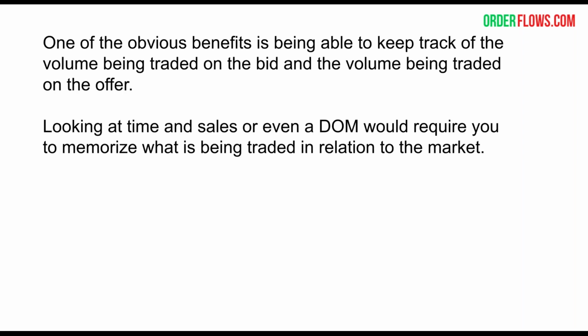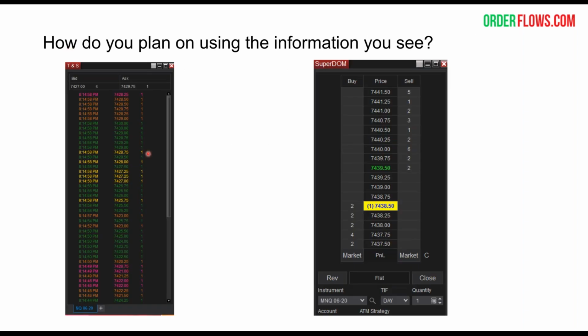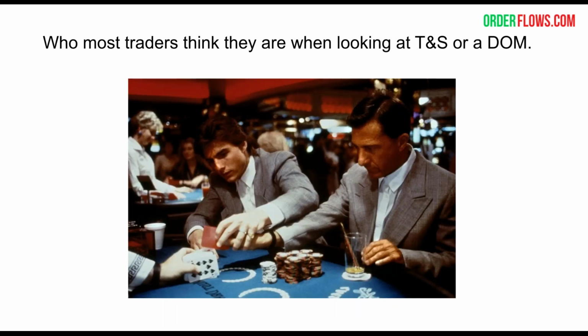And one of the obvious benefits is being able to keep track of the volume being traded on the bid and the volume traded on the offer, right? That's the benefit of order flow, is keeping track of that information. Again, if you're looking at time and sales or a dome, oh God, your head's going to spin. It's just going berserk, right? You're not going to keep track of a time and sales, and keeping track in your head on a dome is just as hard. What most traders think when they start trading with the dome is they think they're Rain Man. They think they're going to all of a sudden figure it out.